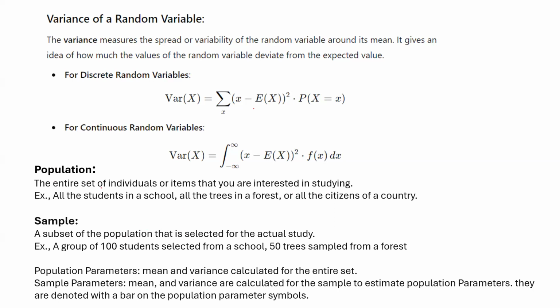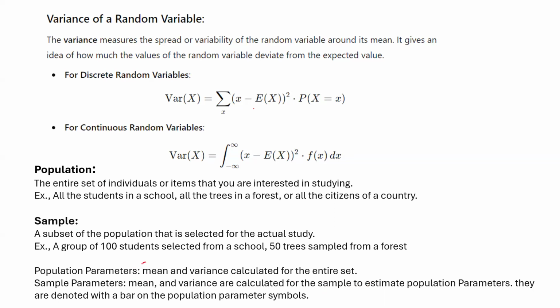So when you calculate the population parameters, the mean and variance from the population, that is the ideal value. That is what you want to see. When you calculate the parameters from a sample, they are called estimated parameters, the estimated population parameters.